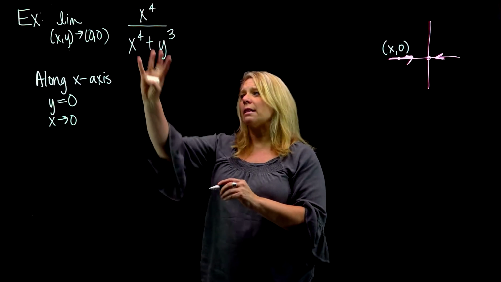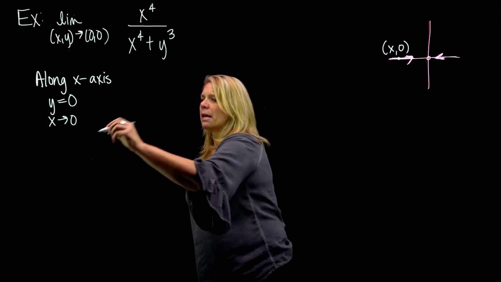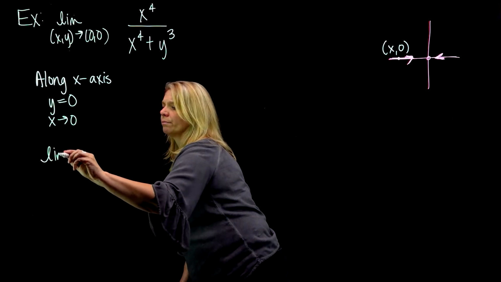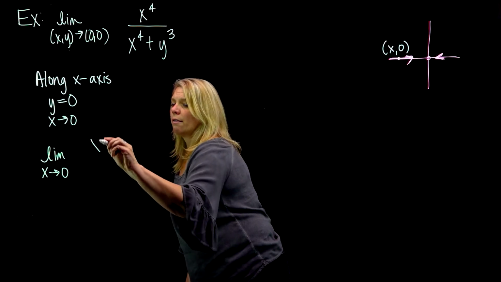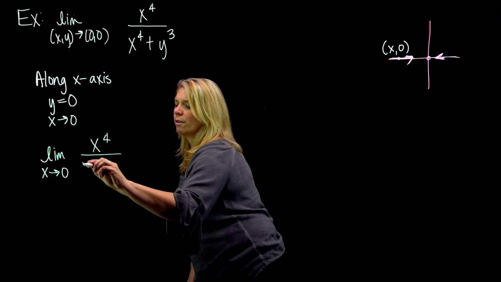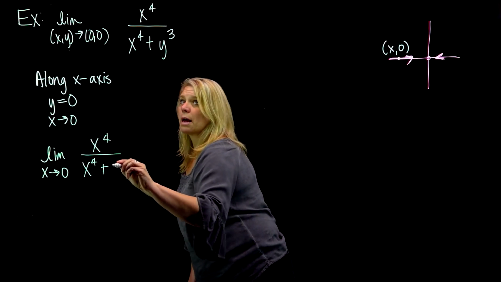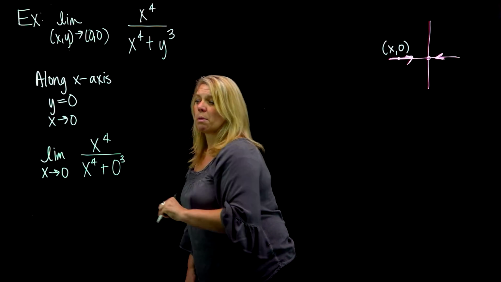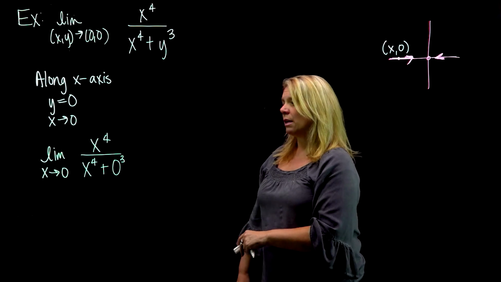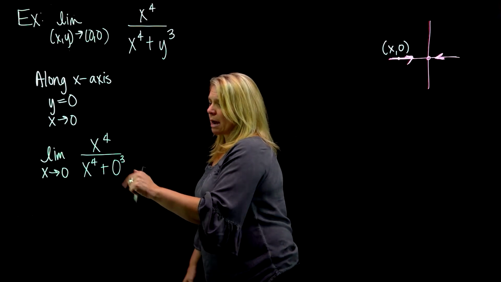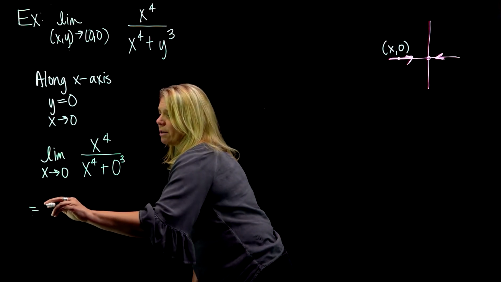So I can rewrite this function here. I get this limit to be the limit as x approaches 0 of x to the fourth over x to the fourth plus 0 cubed. Remember, the y is actually equal to 0 and x is just approaching 0. Okay, so this denominator just becomes x to the fourth.